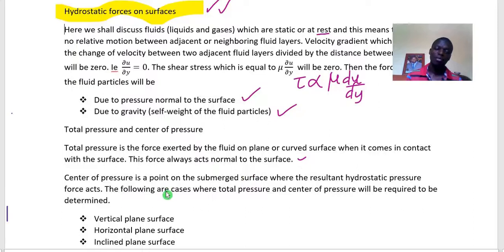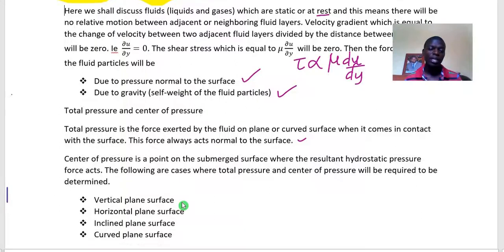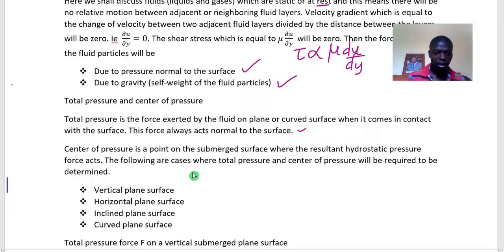And therefore the center of pressure is the point of application of this resultant force on the submerged surface, or is the point on the submerged surface where the resultant hydrostatic pressure force acts. The following cases of submerged surfaces are considered, and therefore total pressure and center of pressure will be required to be calculated or determined. And one is vertical plane surface, horizontal plane surface, inclined plane surface, and curved plane surface.